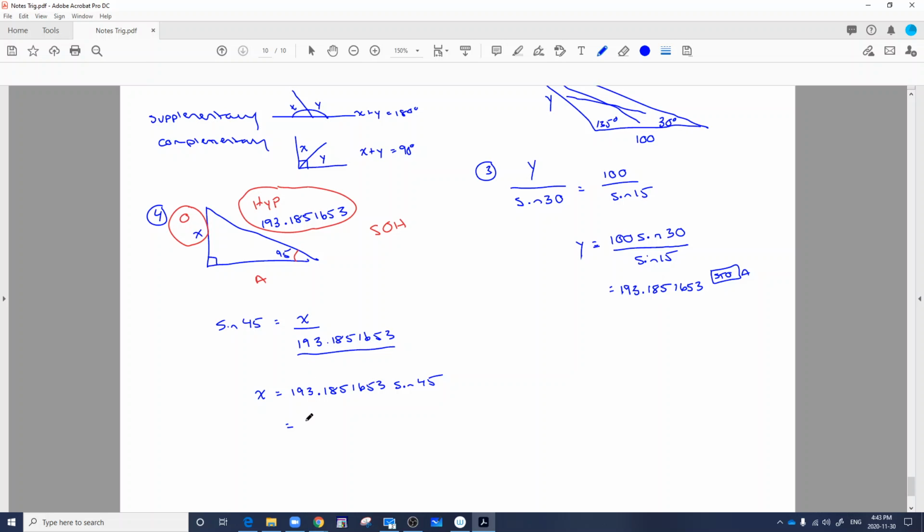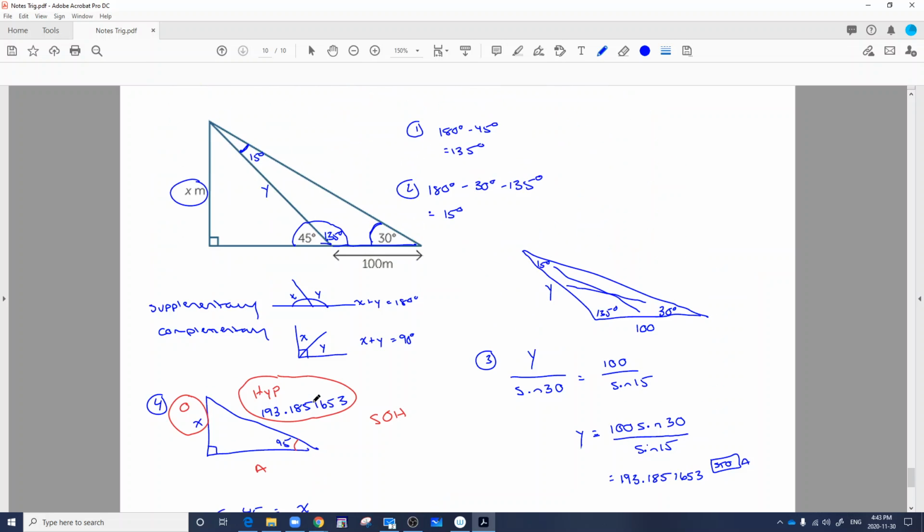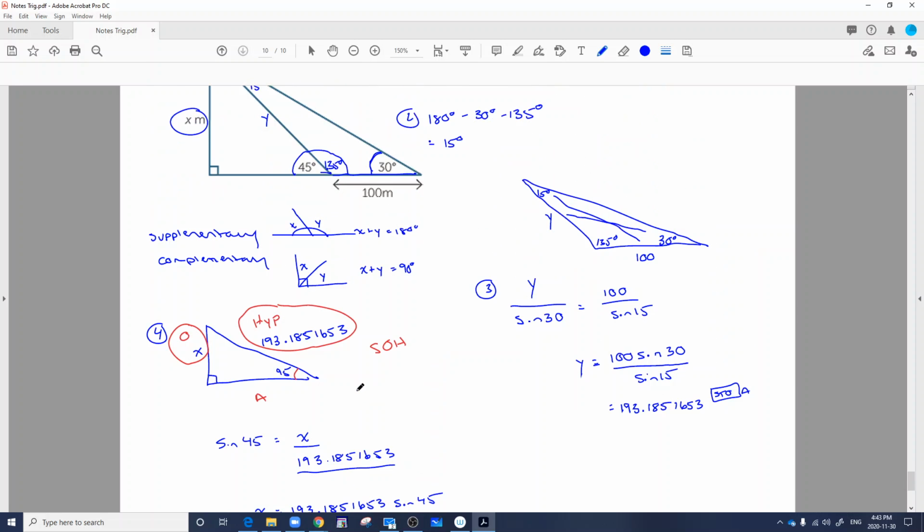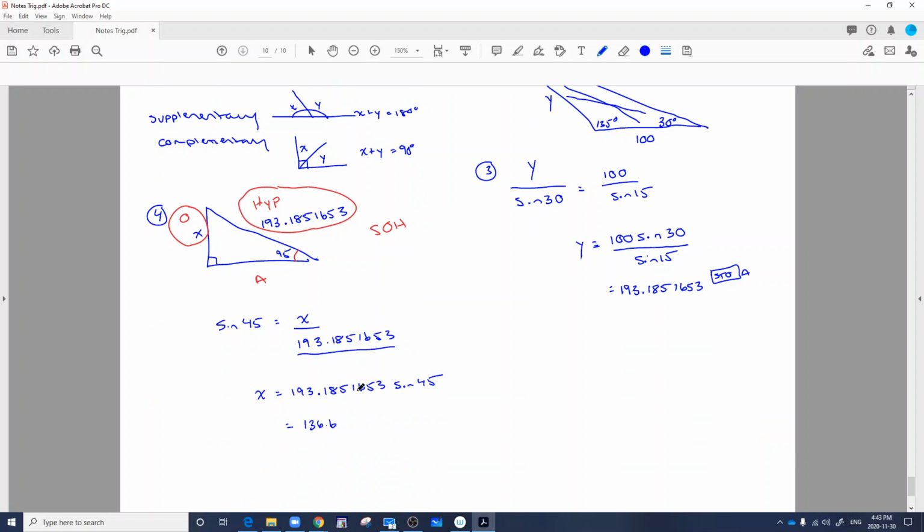And that gives me, to the nearest tenth, is that what it said to answer to? To the nearest tenth. I can now round because this is a final answer. That gives me an answer of 136.6. Now I always want to check to see if there are units. There is, meters. So meters.